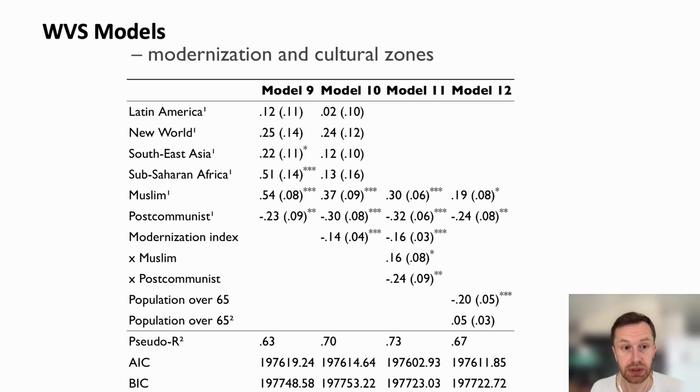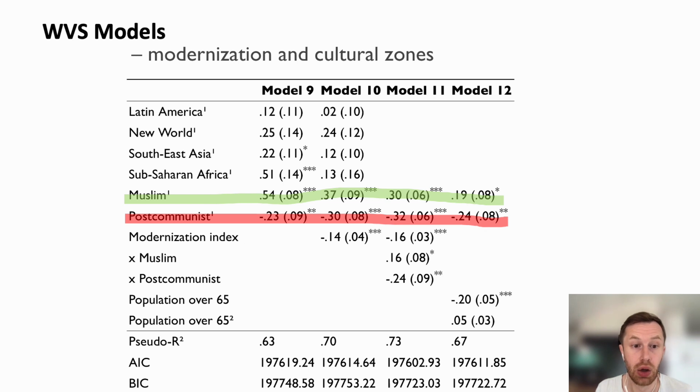And the most interesting part is the effect of culture on the social status of older people. In this multi-level model, we introduced the cultural zones as defined by Inglehart. And we can see that in Muslim countries, the level of social status of older people was consistently higher, and in post-communist countries, it was consistently lower. And given that the modernization index was also significant in all these regressions, there were also interaction effects between Muslim and post-communist cultural zones and the modernization index.